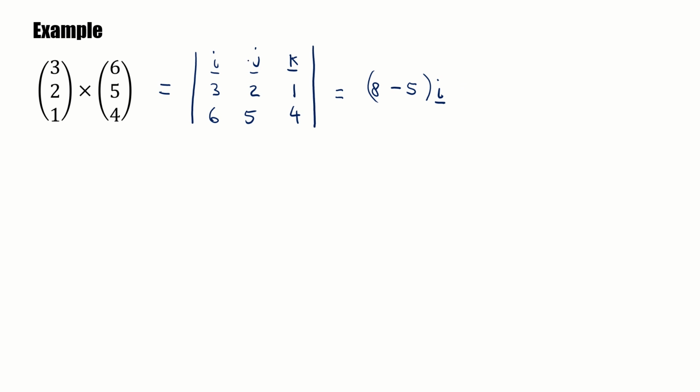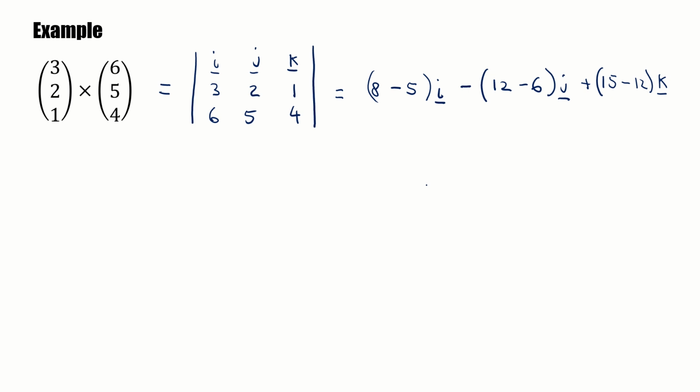And then, of course, because it's the second element in the top row, we're then going to subtract j lots of the determinant of (3, 1, 6, 4). So that's 3 times by 4, which is 12, take away 6 times by 1, which is 6. And that's how many lots of j, as I already said. Then lastly, covering up the row and column with k in it will tell us what we've got to multiply k by. So that'll be 3 times by 5, which is 15, take away 6 times by 2, which is 12. That's how many lots of k we have.